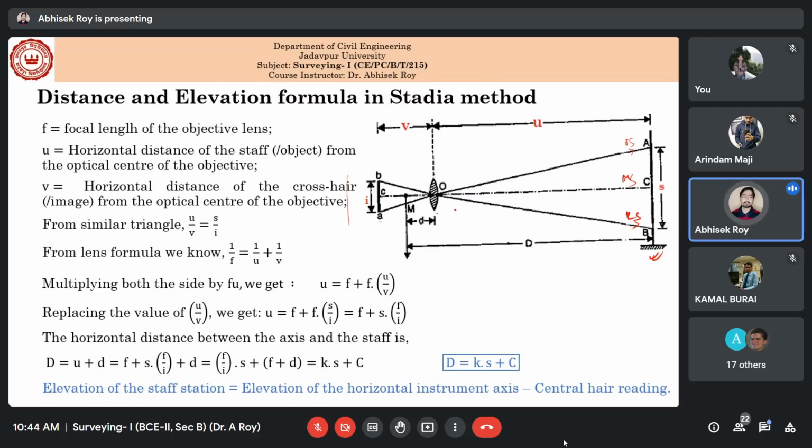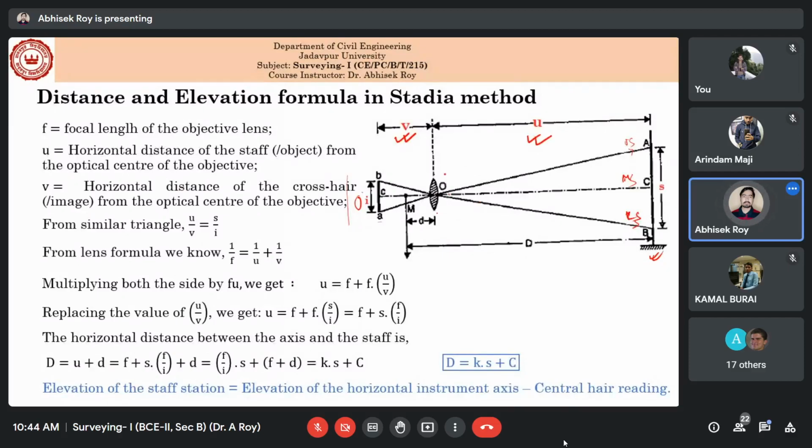Now all this I have told already at the time of the leveling also, that it will create an image at the plane of the crosshairs. So say it is creating an image of AB here, and the length of the image is I. Now, the distance of the image or the crosshair from the optical center is V, and the distance of the object or the staff from the optical center is U.